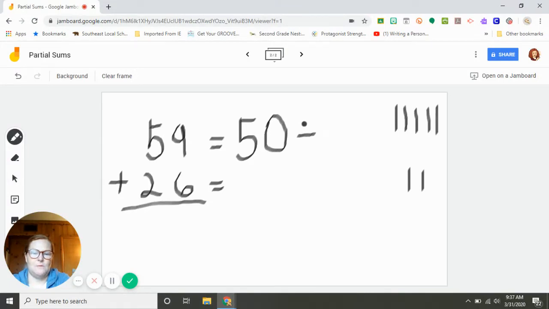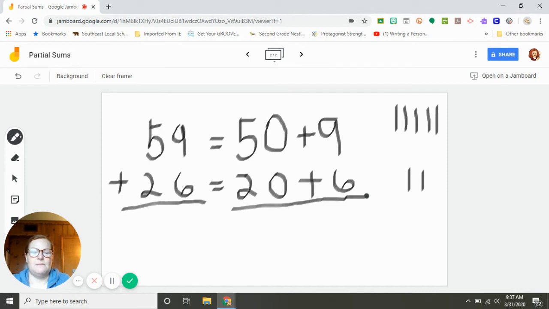And then how many ones do I have in the ones place? I have 9. And then here I have my tens. So how many tens do I have? 10, 20. So my 2 is worth 20. And how many ones do I have? 6. Now I can take my partial sums and add those together. So I know I have 50 plus 20. And if I go over here to my base 10 blocks, look what I have. I have 70.